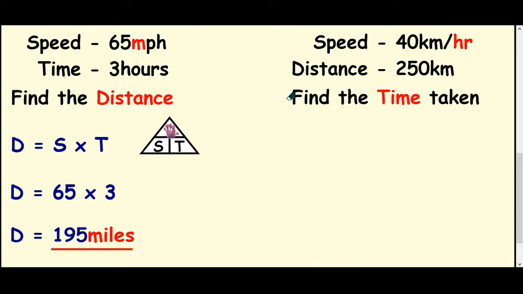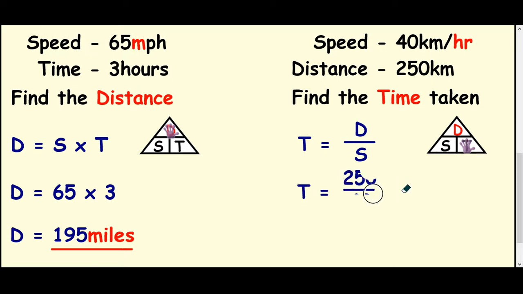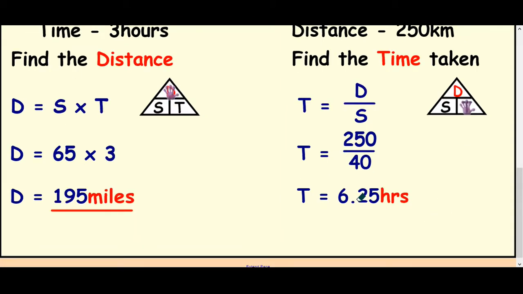Okay, the last one here, find the time taken. The speed is 40 kilometres per hour and the distance is 250. Use your wee triangle, cover up the T, and you've got D over S. That's your formula. Distance is 250, speed's 40. Looking up here, the time is in hours, so I'm going to get 6.25 hours. Now I wouldn't finish it there because that's a decimal. You'd really want to say hours and minutes. So 0.25 is a quarter, isn't it? So it's 6 hours and 15 minutes.